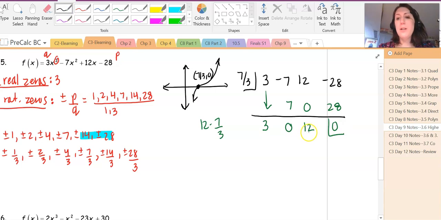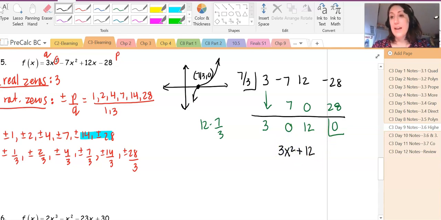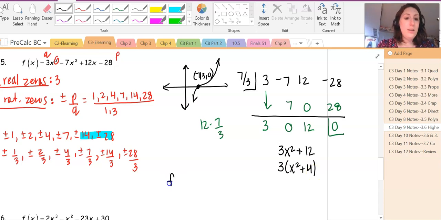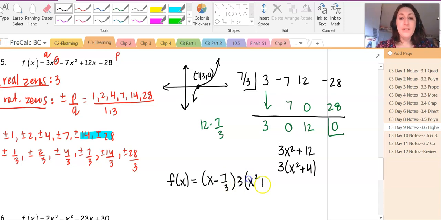So now remember, the number closest to the remainder is the constant. So this is 12 plus 0x plus 3x squared. And that we can factor further by taking out a 3 and getting this. Okay, so when you factor completely, don't forget about your 7/3. X minus 7/3, and then 3 x squared plus 4.